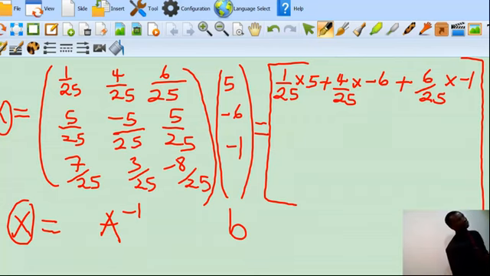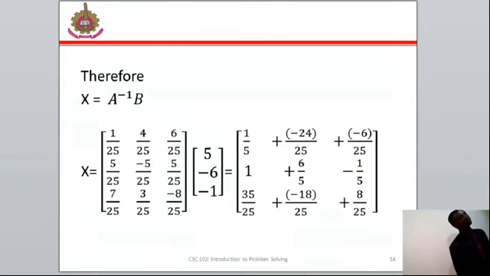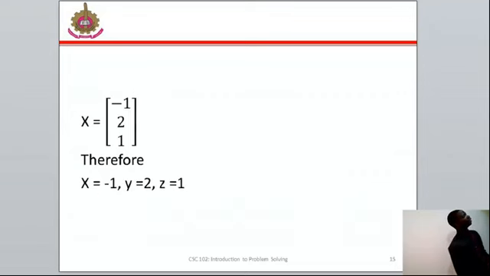You repeat the same procedure for the second row and the third row to obtain what you can see on the slide. So, after solving it, you obtain 3 values for your unknowns: -1, 2, and 1. Therefore, your X is equal to -1, your Y is equal to 2, and your Z is equal to 1. So through this inverse method, you can obtain your unknowns for a system of equations.